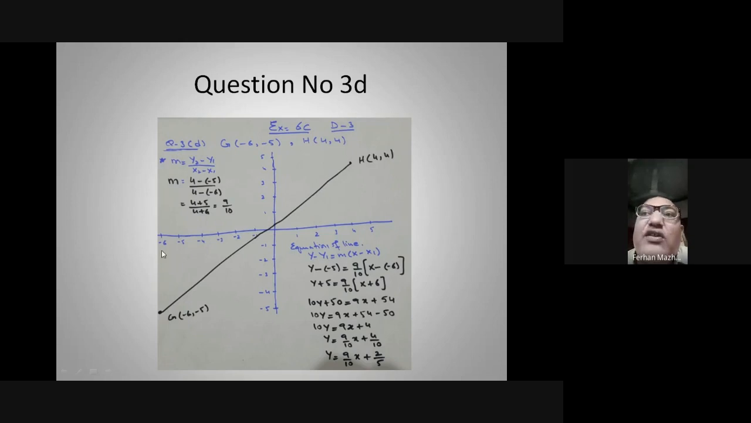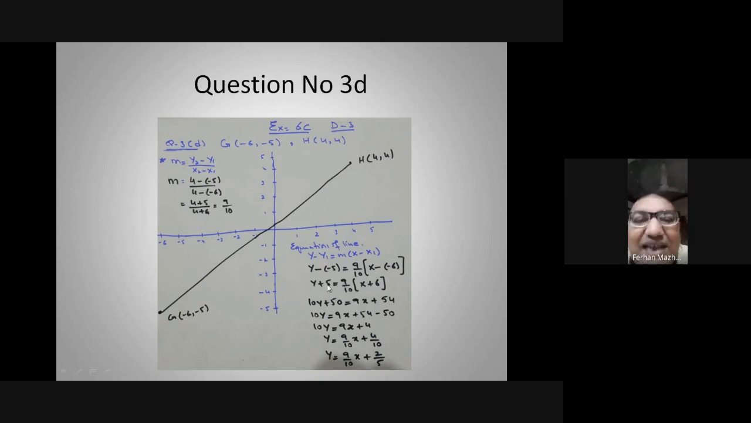Now, if you want to find out the equation of this line, the procedure is very simple. You will write y minus y1 equals to m bracket x minus x1. So you put the values of x1, y1, and m in this formula. You can see the m value here is 9 by 10. The x1 is minus 6 and the y1 is minus 5. So here we have y minus 5, that will become y plus 5. The m value is 9 by 10, then a bracket x, and this minus 6 will become plus 6.